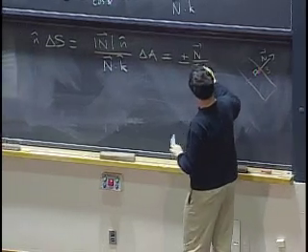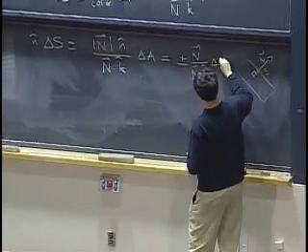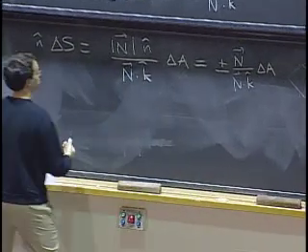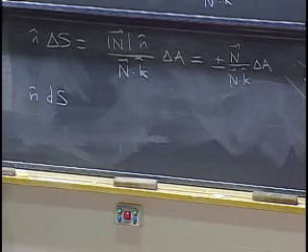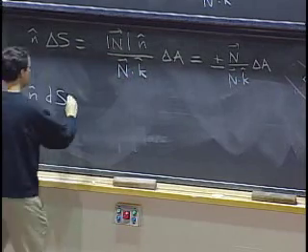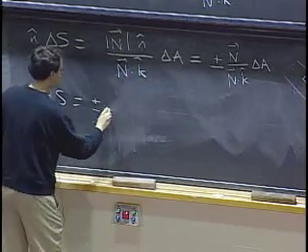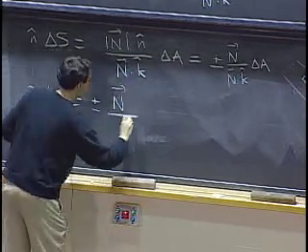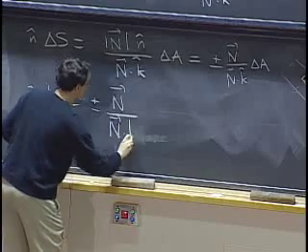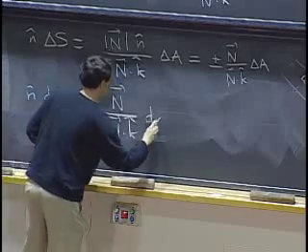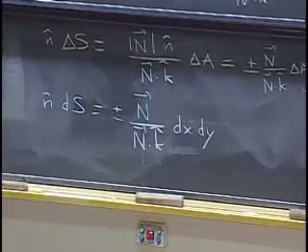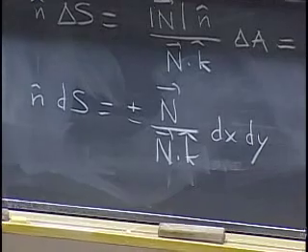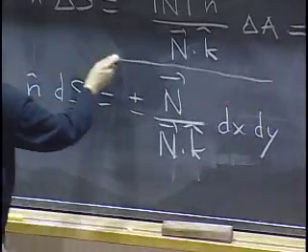And then I will have N over n dot k delta A. And so the final formula, the one that we actually care about, in case you don't really like my explanations of how we get there, is that n dS is plus or minus N over N dot k dx dy. Okay, that one is actually kind of useful, so let's box it.